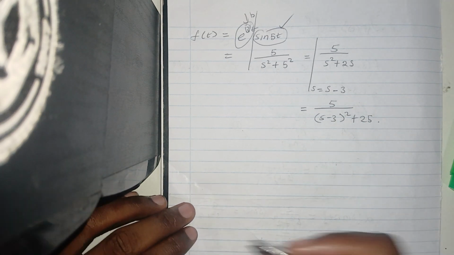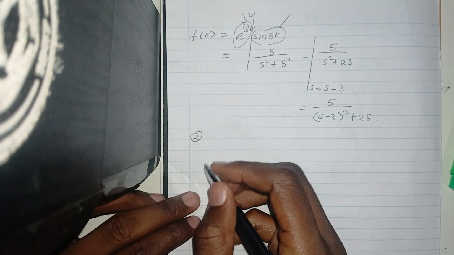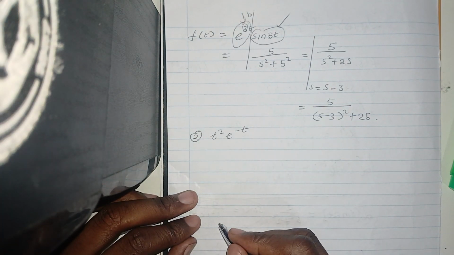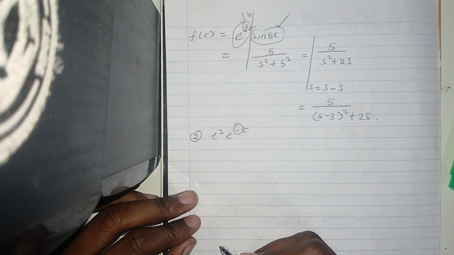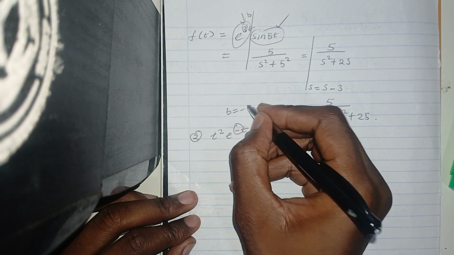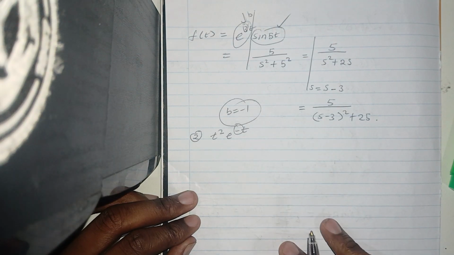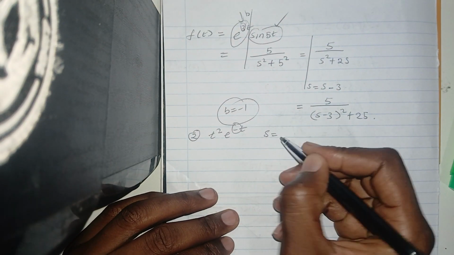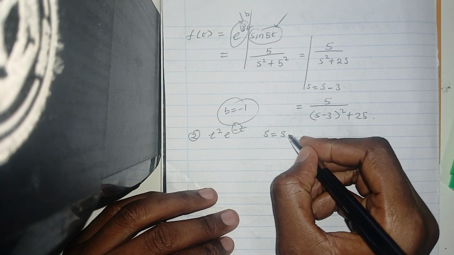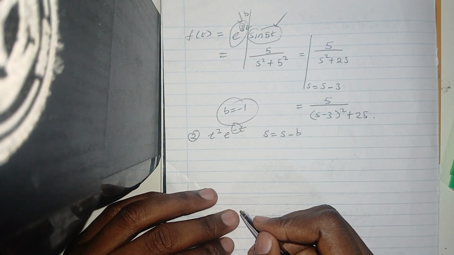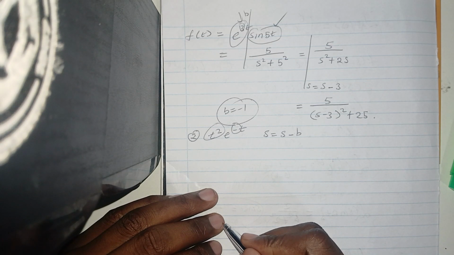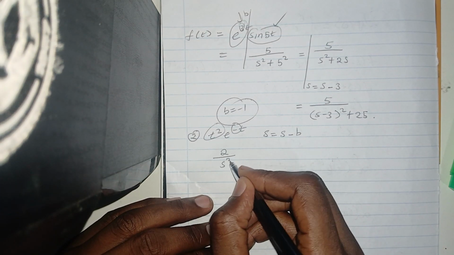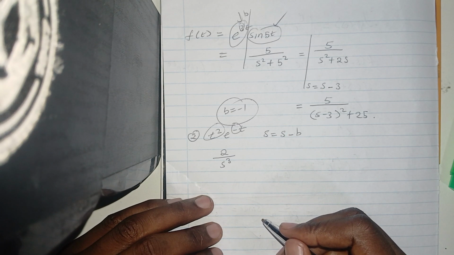Now let's do the second example. The second example, it's t squared e to the power negative t. So this side, we have b is equals to negative 1, right? And the rule says s is equals to s minus b, right? So now let us do the Laplace transform of t squared. The Laplace transform of t squared is 2 over s to the power 3.